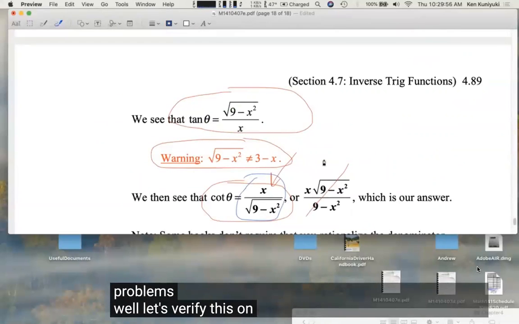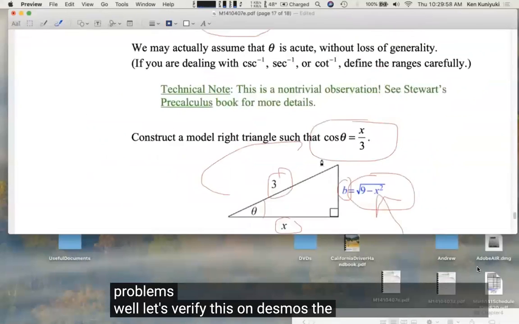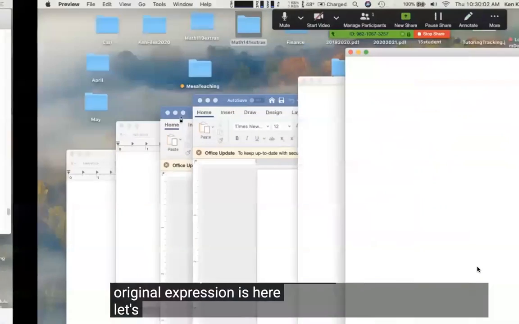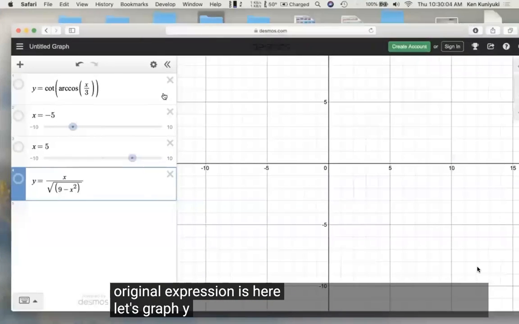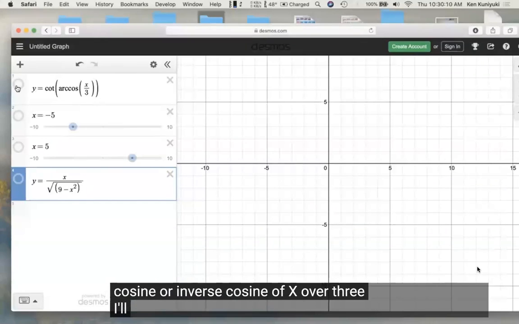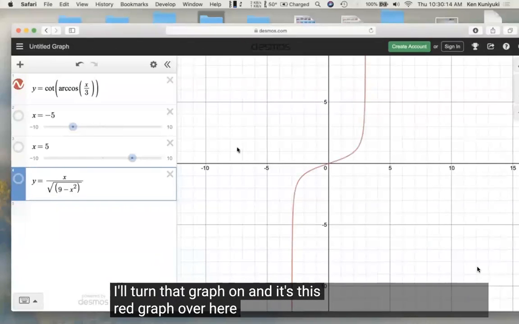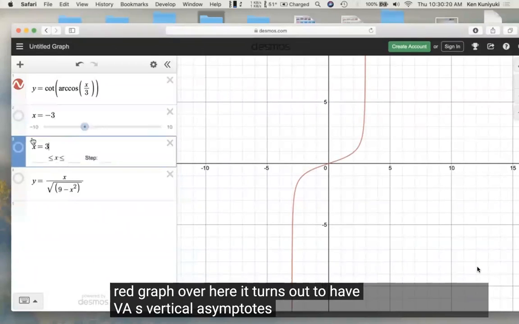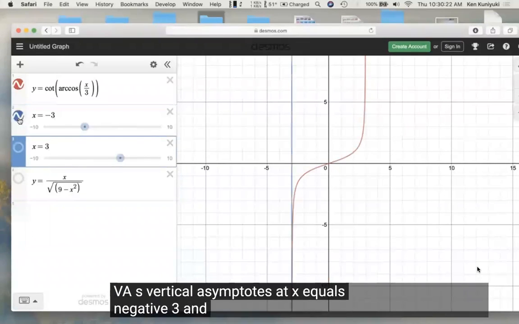Well, let's verify this on Desmos. The original expression is here. Let's graph y equals cotangent of arc cosine, or inverse cosine, of x over 3. I'll turn that graph on, and it's this red graph over here. It turns out to have VAs, vertical asymptotes, at x equals -3 and x equals +3.